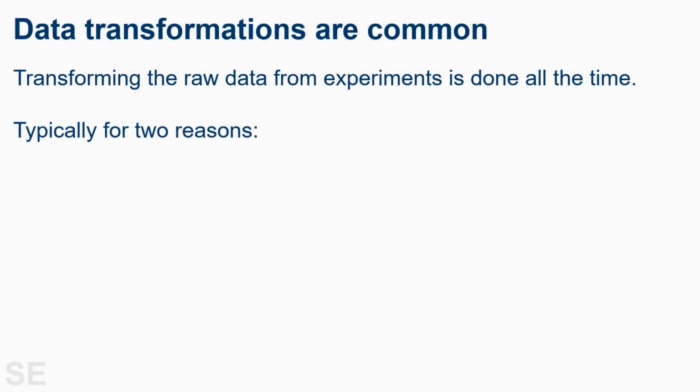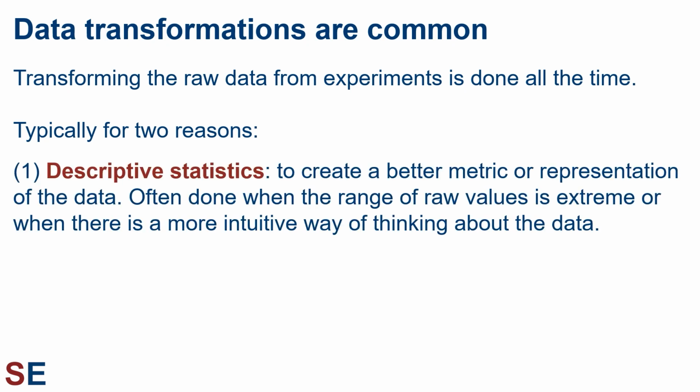One of the topics that often arises in statistics is whether to work with the original data or modify the values in some way for some reason. Such data transformations are common, and they're typically done for two reasons. First, to create more useful descriptive statistics, to create a better metric or representation of the data to help us understand the system we're studying.